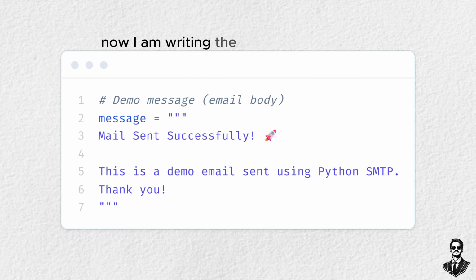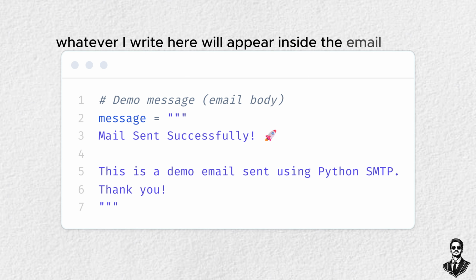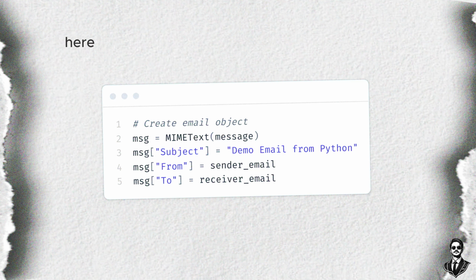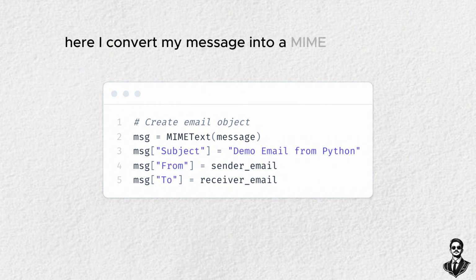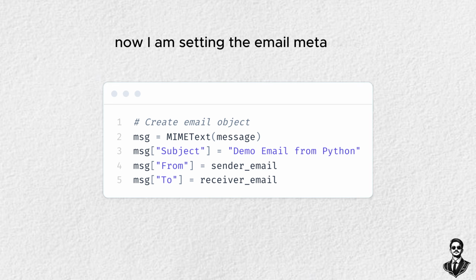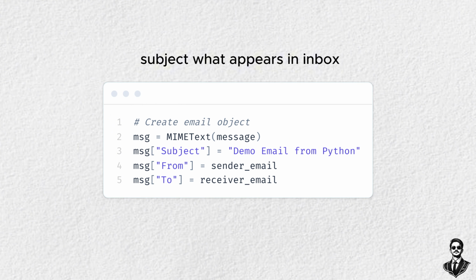Now I am writing the actual email content. Whatever I write here will appear inside the email body. This is multi-line text, so I am using triple quotes. Here I convert my message into a MIME email object. This step is mandatory. Without this, the SMTP server wouldn't understand the email properly. Now I am setting the email metadata: subject, from, to. Subject is what appears in the inbox, from is the sender email, and to is the receiver email.